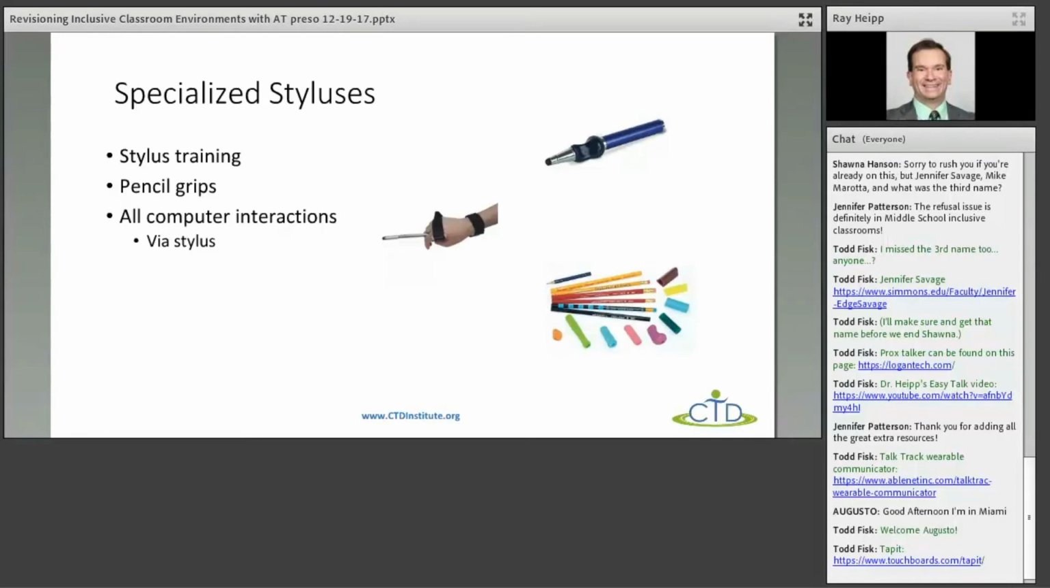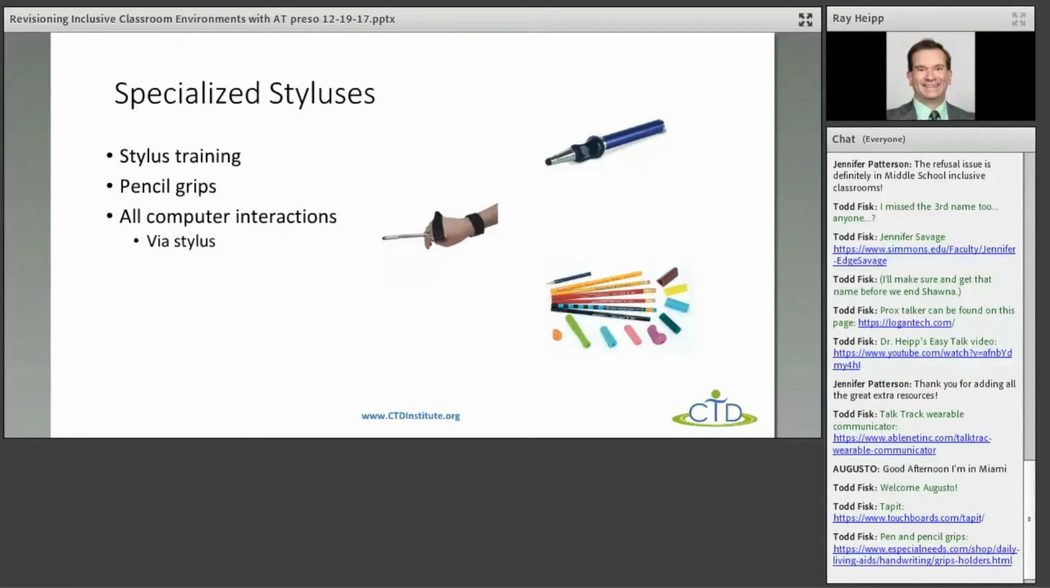Specialized styluses. We don't realize there are specialized styluses out there, but I am going to start with the second item that you see there, pencil grips. I love pencil grips because pencil grips, aside from being something that'll enable us to hold on to a pen or a pencil or a stylus in a better way, are also fidgets. And for some of our kids who don't have a propensity to stick things in their mouth because it could be a choking hazard, but for some of our kids, a pencil grip becomes the perfect fidget for them.